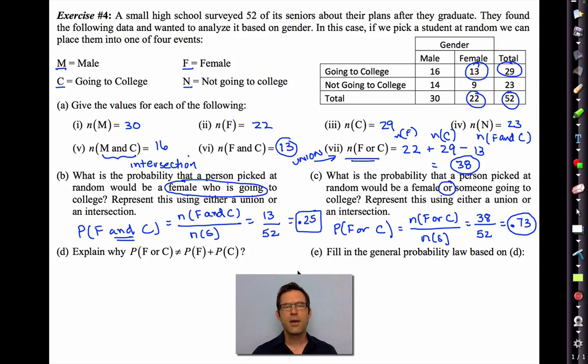All right. Now, letter D says, explain why the probability of female or going to college isn't the probability that you'll pick a female plus the probability that you'll go to college. By the way, just take a look at that really quick. The probability that we would just pick a female is 22 divided by 52. The probability we go to college would be 29 divided by 52. And of course, if we added those together because they have a common denominator, we'd be good to go. We'd have 41 divided by 52. But we should be looking at 38 divided by 52, right? So why aren't those two equal?